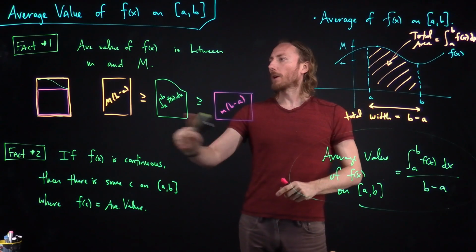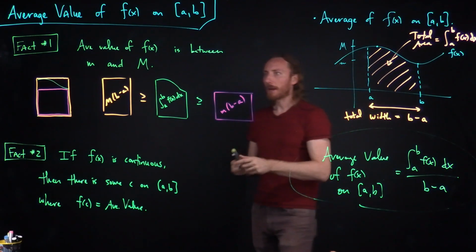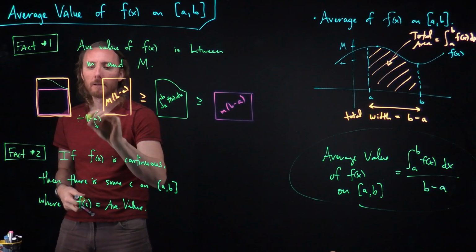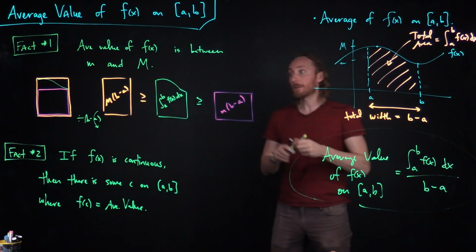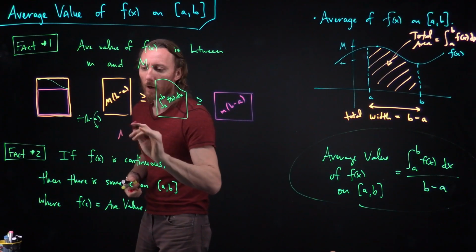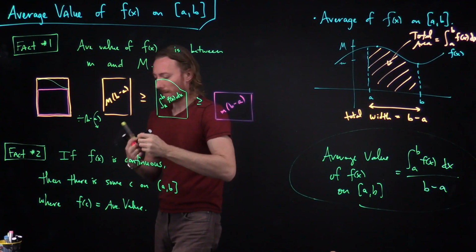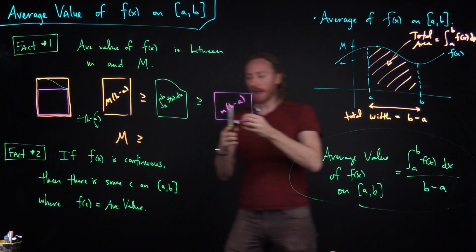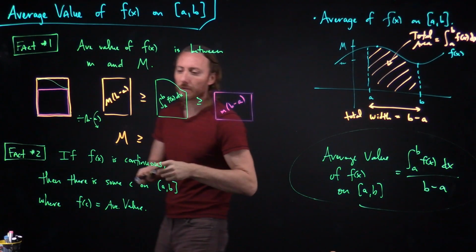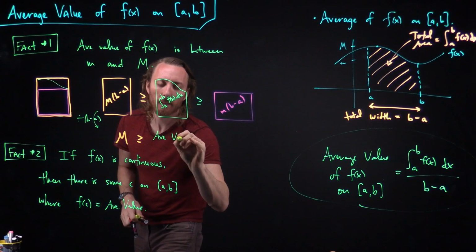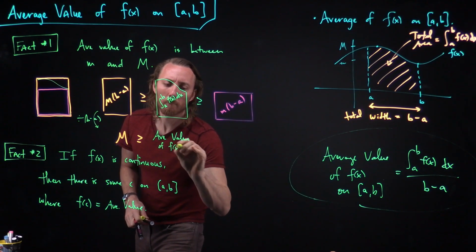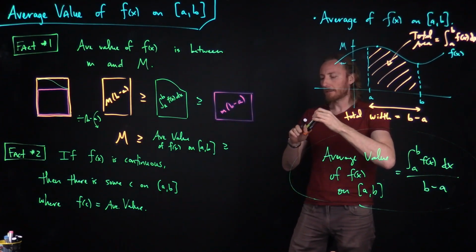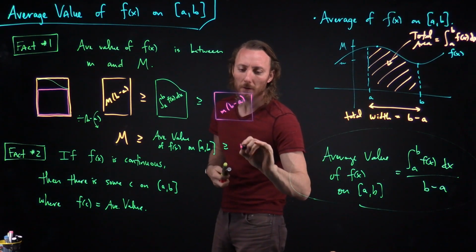But now, what we're going to do is divide each of these areas by b minus a. And M divided by b minus a is just M. Divide the area by b minus a, and you get the average value. Divide the little m times b minus a by b minus a, and you get little m.